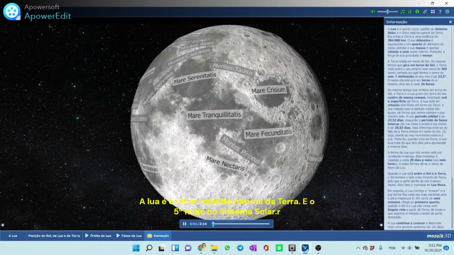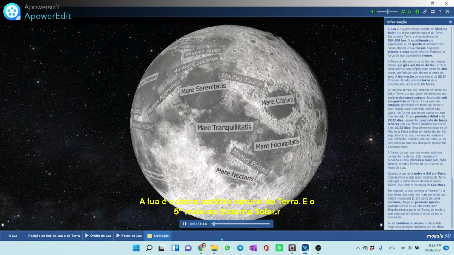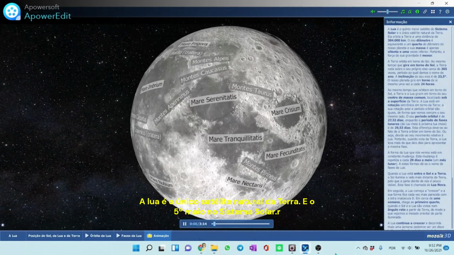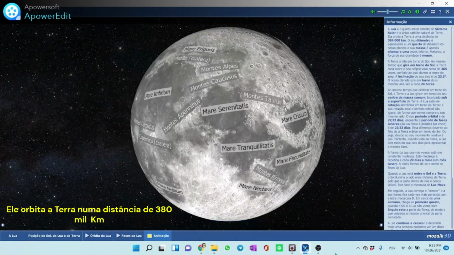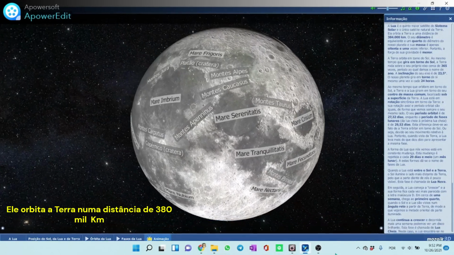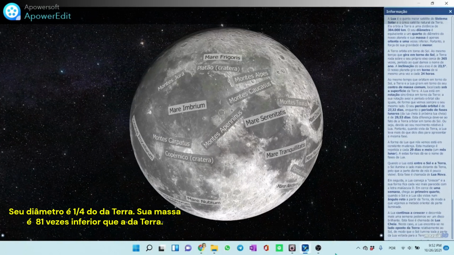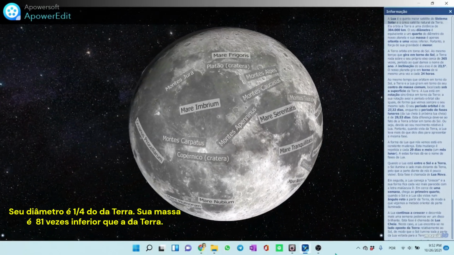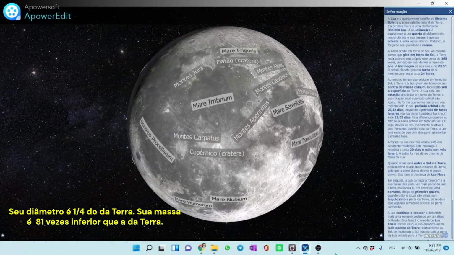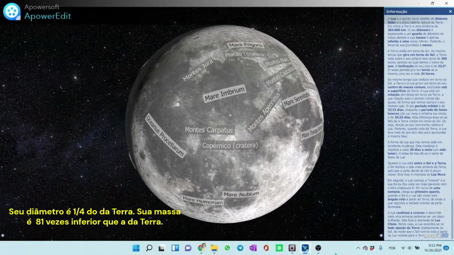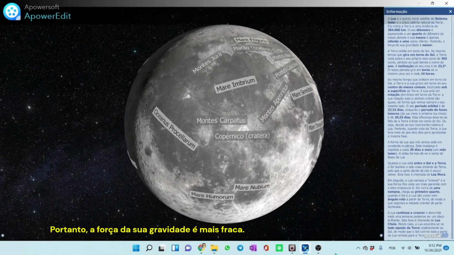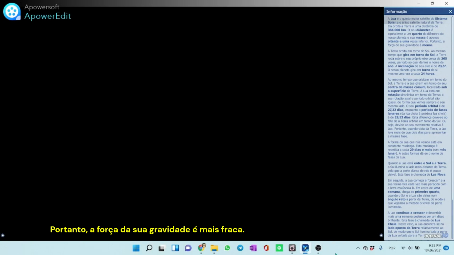The Moon is the Earth's only natural satellite, and the fifth largest in the solar system. It orbits the Earth at a distance of 384,000 kilometers. Its diameter is a quarter of the Earth's. Its mass is only 1/81st of that of the Earth. Therefore, its gravity is weaker.